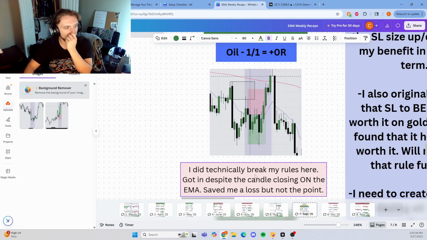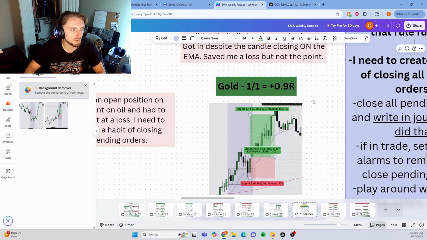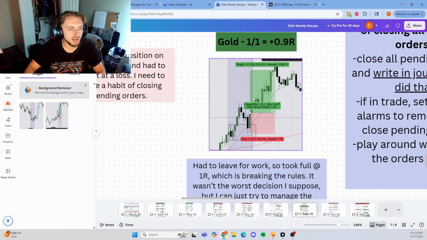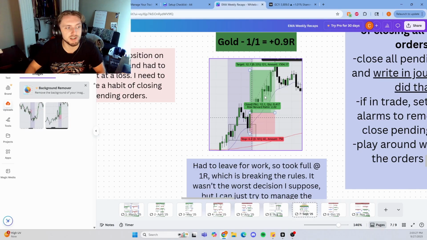As you can see, I wrote right here, I need to be following my rules. The second time I broke my rules, if I scroll down here, my mouse sucks, I had to leave for work. I was right here in the trade, so I wasn't quite 1R in profit, but I was approaching. I had to go to work, so I didn't want to have to manage the position and move my stop loss to break even in the car while I was driving. So I just put my stop loss to 1R, as this was already kind of high.